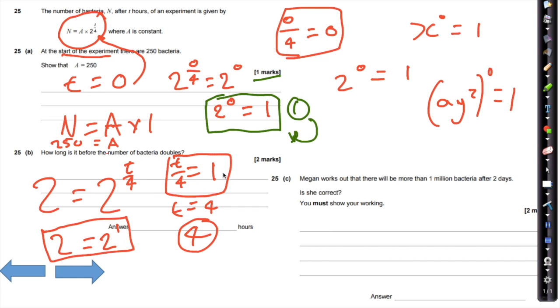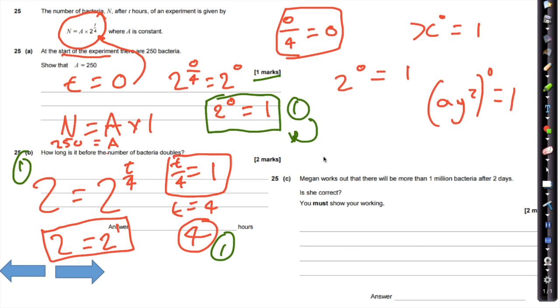The mark scheme will give you 1 mark for showing that 2 equals 2 to the power of t over 4, and then the final mark for getting t over 4 equals 1, and therefore t equals 4 hours.